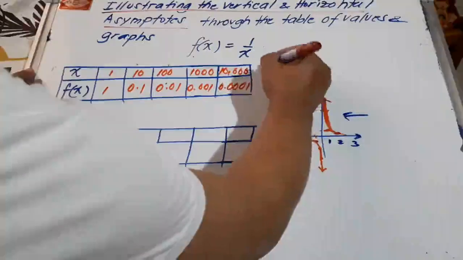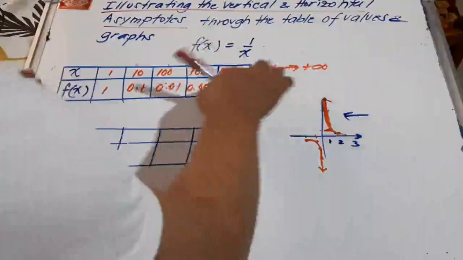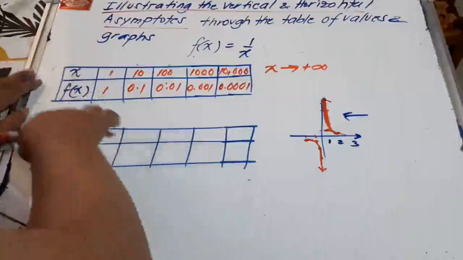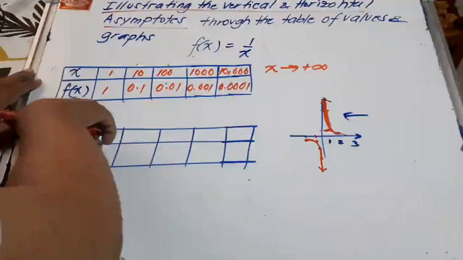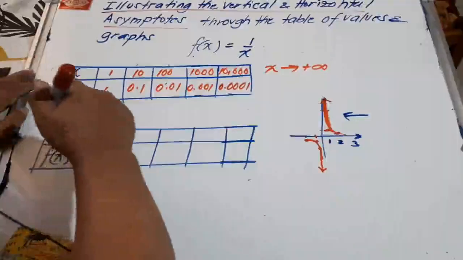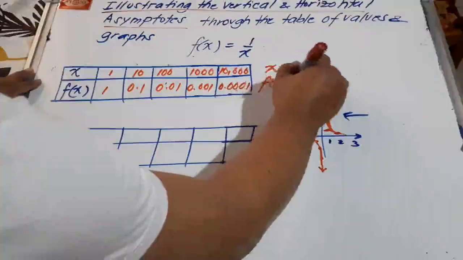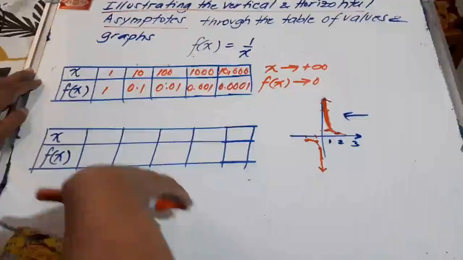Papansin nyo, as x approaches positive infinity, palaki ng palaki siya. Positive ang values of x. Yung ating f of x, paliit ng paliit. Actually, papalapit nga ng papalapit sa 0. Therefore, f of x is approaching to 0. Okay?